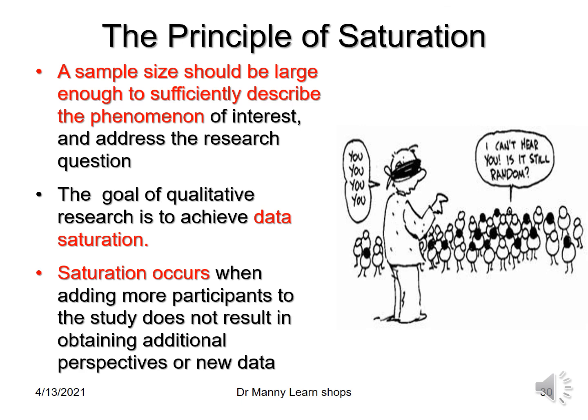I'm going to go back to the principle of saturation because this is important. The principle of saturation basically states that a sample size should be large enough to sufficiently describe the phenomenon of interest and address your research question. The goal of qualitative research is to achieve data saturation. And I'm going to point this out again, that saturation occurs when adding more participants, your sample, to the study doesn't provide you with any new information, any new perspectives.